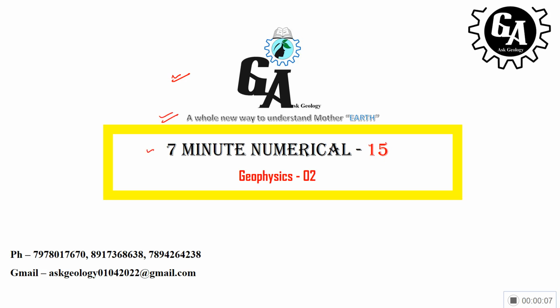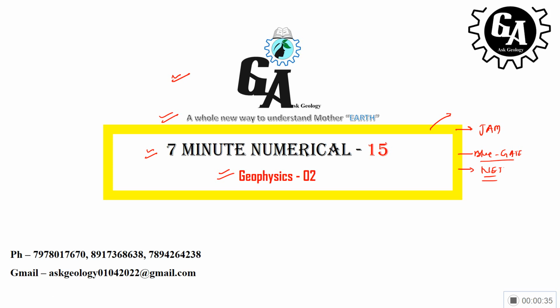Okay, in today's 7-minute numerical, we'll be discussing one numerical related to geophysics, but not purely geophysics, because this is a JAM question. You can see that this is a yellow banner. This yellow banner represents a question from IIT JAM. If it is blue, then that is from GATE, and if it is green, that is from CSIR NET. And if it is further blue, then that is from our Ask Geology group questions.